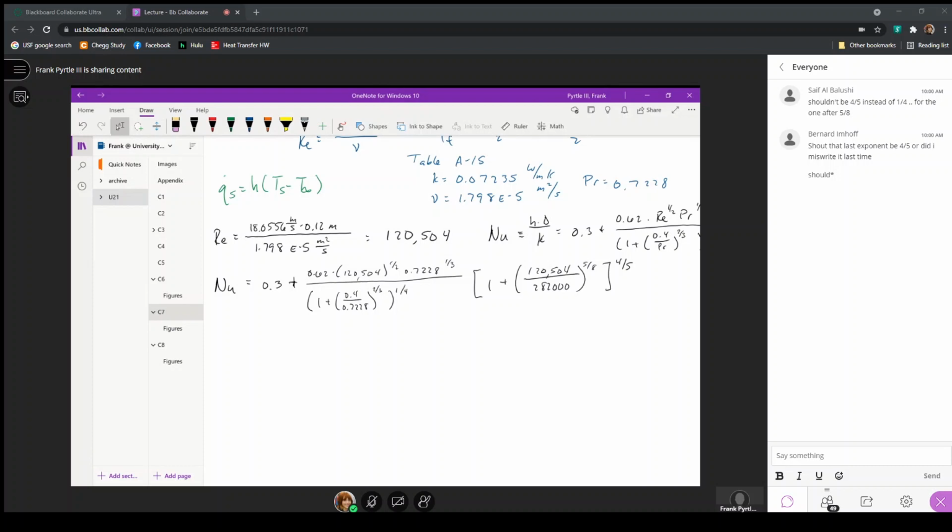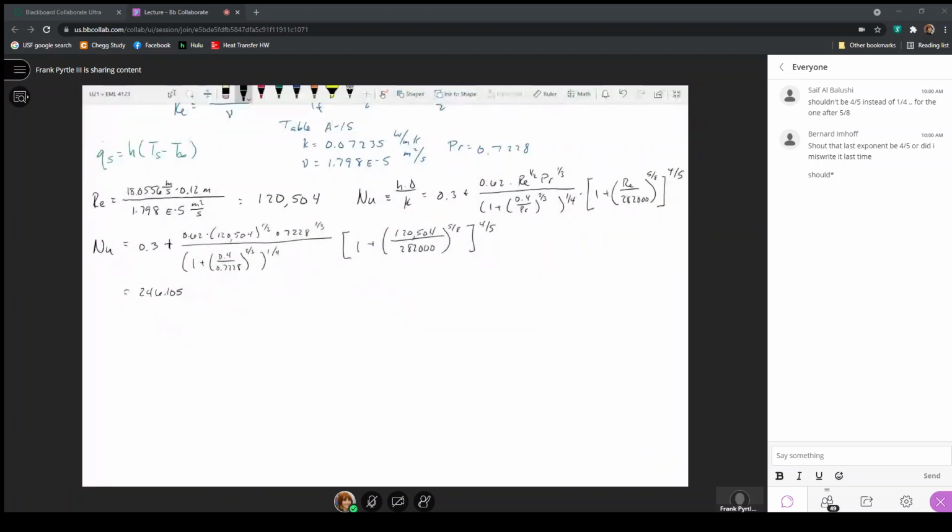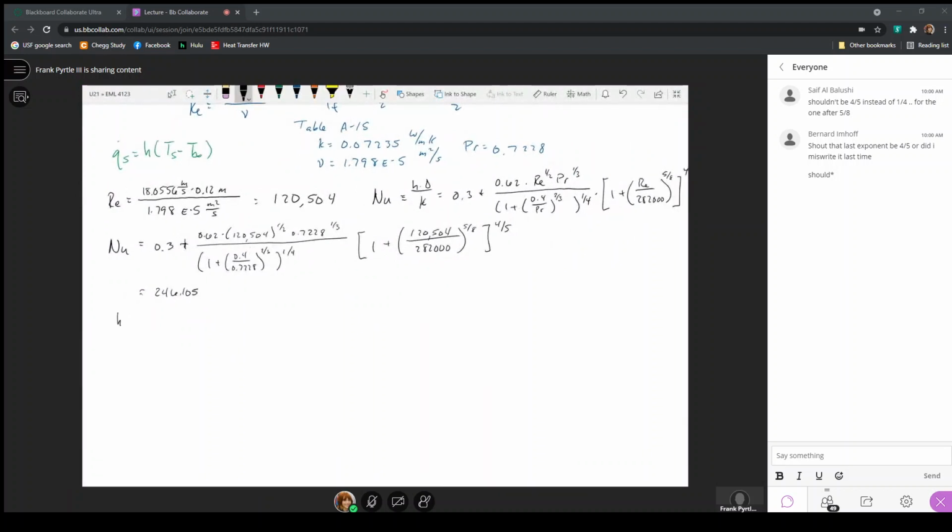All right, so here I've got a Nusselt number of 246.105. Looks like, yeah, that's correct there. So once the Nusselt number is determined, now we can write the expression for the heat transfer coefficient, which would be the thermal conductivity divided by the diameter times the Nusselt number.